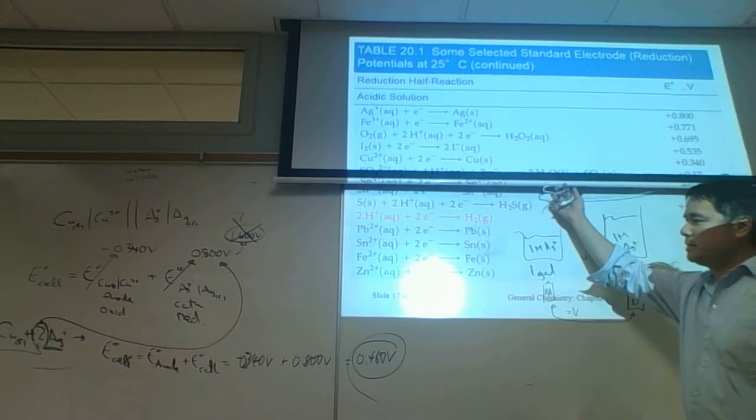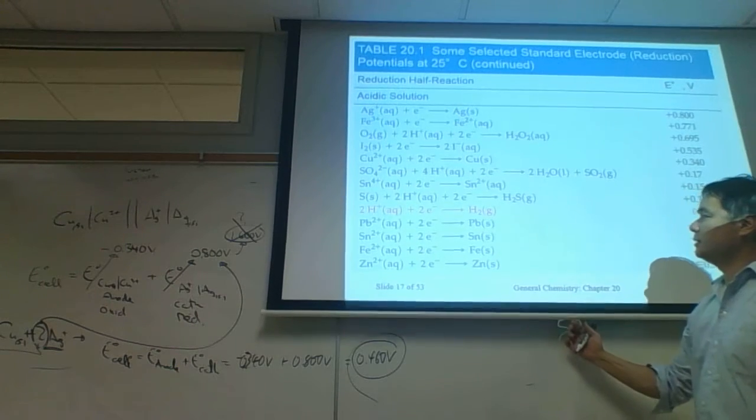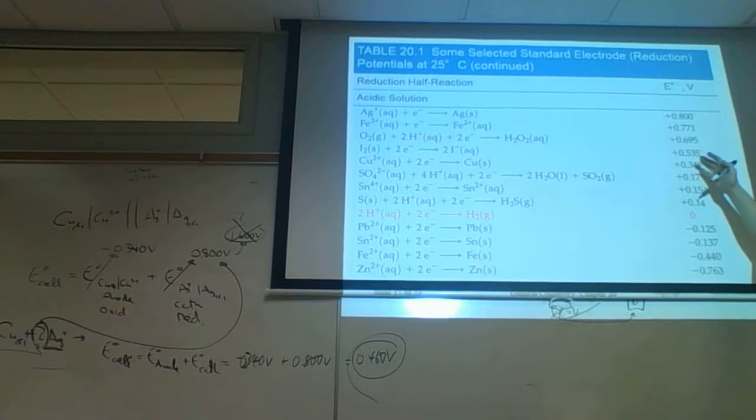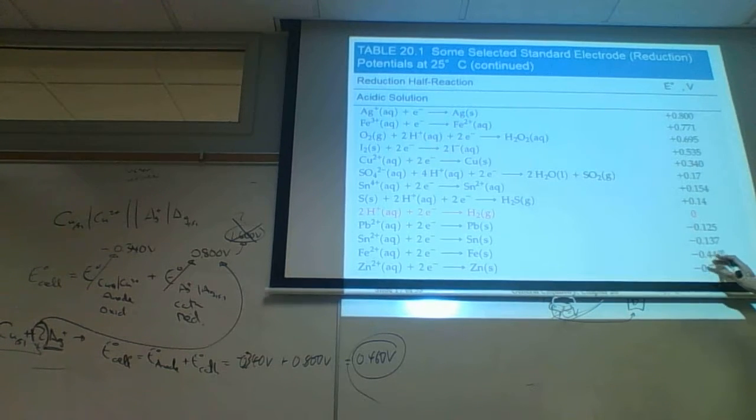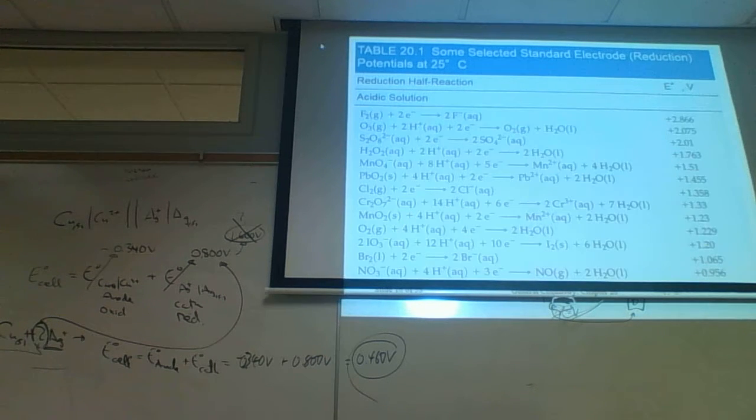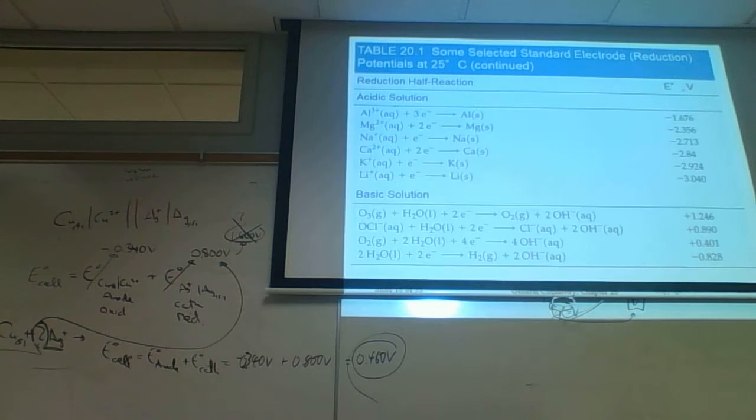And so the way we say this is like this. The higher the potential, the more likely it is to occur. And so the strongest oxidizer is fluorine with a potential of 2.866 volts.